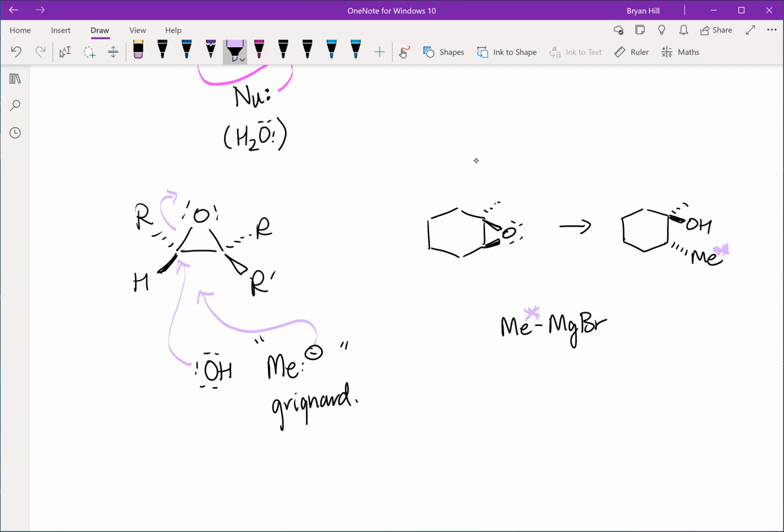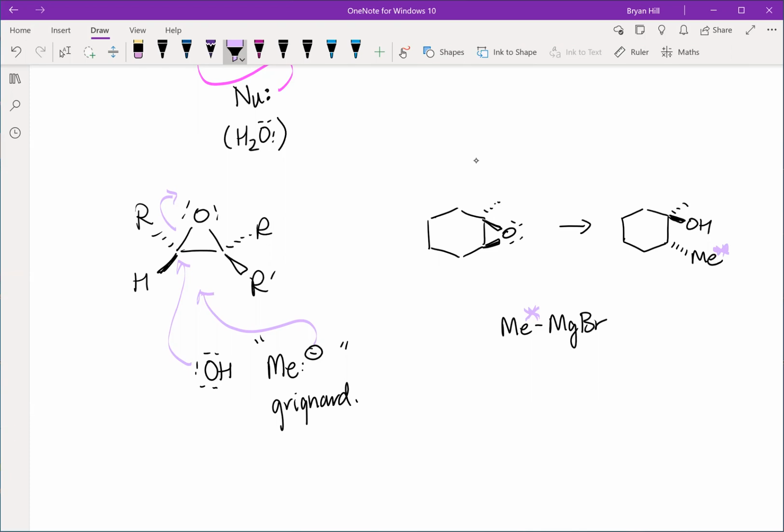The other part of why this is a review is that cyclic ethers, particularly epoxides, open up under acidic or basic conditions, but where the nucleophile attacks is reversed between the two. Under basic conditions, it attacks the least substituted carbon. Under acidic conditions, it attacks the most substituted carbon. So that's what's going on with epoxides.